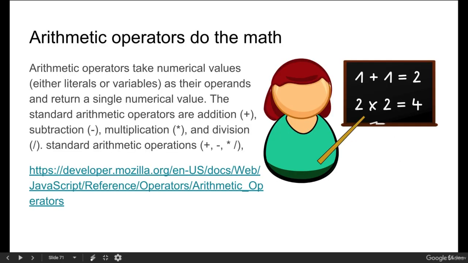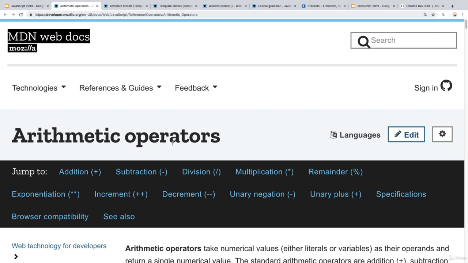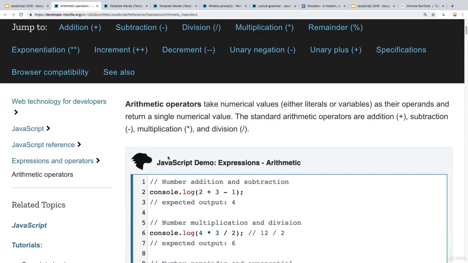If you remember from high school or public school, there is an order when you are adding, subtracting, multiplying, or dividing. So there's a standard order of operations. And if we want to change that order, then we need to wrap it with brackets. There's more information available about arithmetic operators at the Mozilla Developer Network.